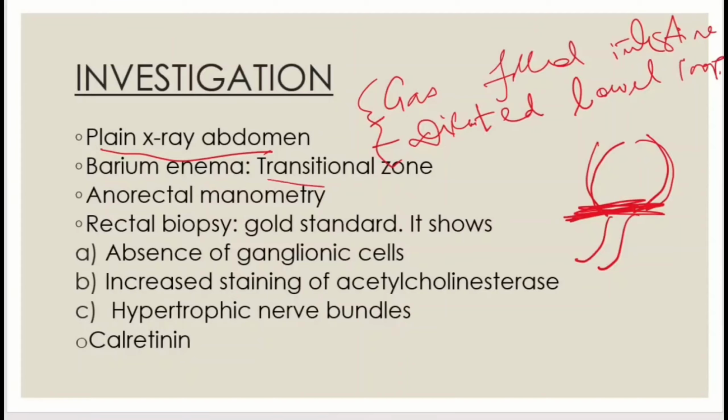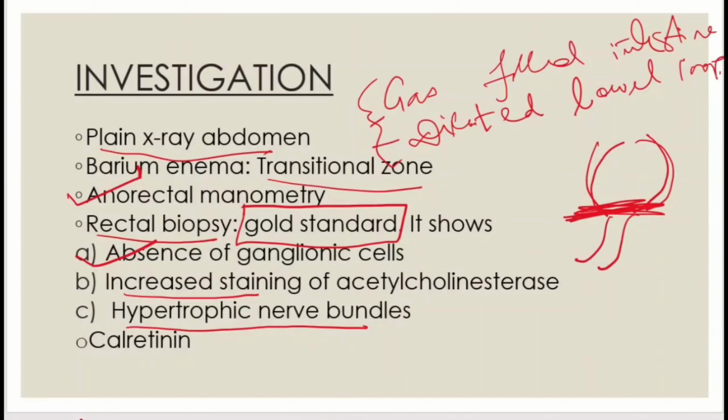Another useful investigation is anorectal manometry. Anorectal manometry is useful for evaluating older children with chronic constipation. Coming to the gold standard investigation, it is bedside full thickness suction rectal biopsy. Rectal biopsy is almost 95% accurate. So what are the features on rectal biopsy? It shows absence of ganglionic cells, increased staining of acetylcholinesterase, and hypertrophic nerve bundles are also seen.